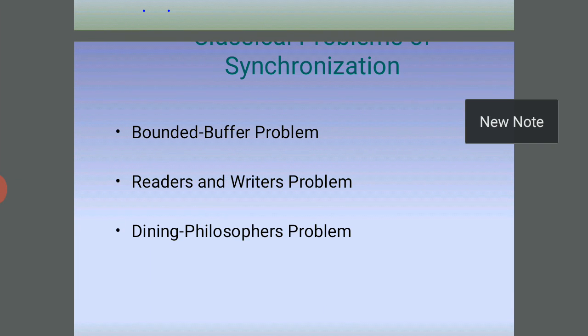And the classical problems of synchronization: every time, three types of problems are implemented in this one: the bounded buffer problem, the readers and writers problem, and the dining philosophers problem. So these are the problems of synchronization.